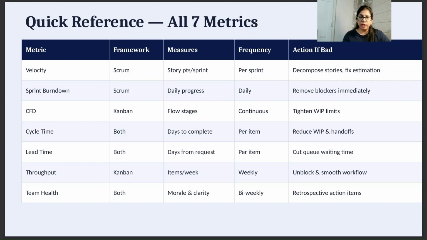Lead time, again, can be used with both frameworks. It measures days from request, frequency is per item, action: cut queues and waiting time. Throughput, used in the Kanban framework, measures items per week, frequency weekly, action: unblock and smooth workflow. Team health, used in both frameworks, measures morale and clarity of the team, frequency could be bi-weekly, action if bad: retrospective action items.